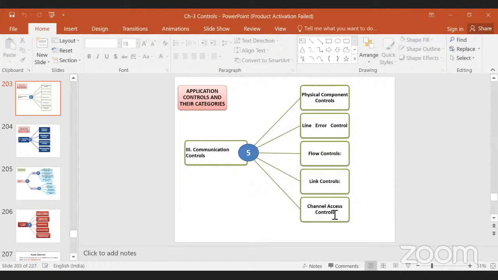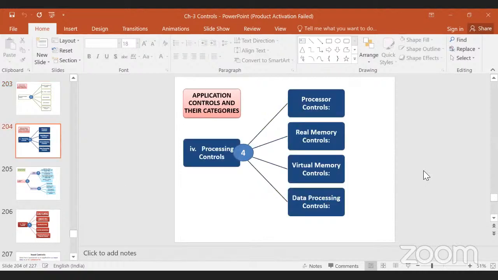Then channel access control. Through one channel, probably 5 or 6 computers may be sending data. So which data is transmitted at which time has to be channelized. Otherwise, there will be chaos, there will be a jam. So that has to be removed using this communication control.